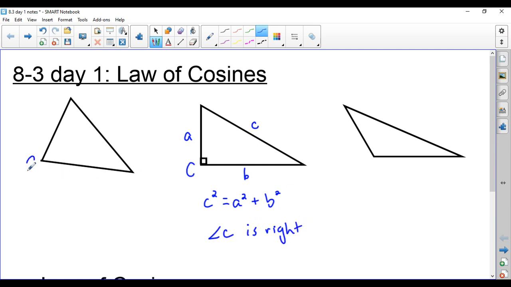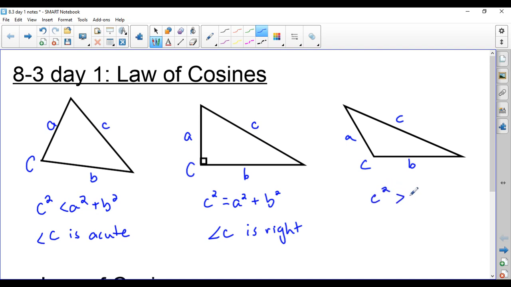If angle C here is not a right angle, there's two things that can happen. If I look at the side lengths and C squared is less than A squared plus B squared, in geometry you learned that angle C had to be acute. And if C squared was greater than A squared plus B squared, we learned that angle C had to be obtuse. Pythagorean theorem only works when you have a right triangle.